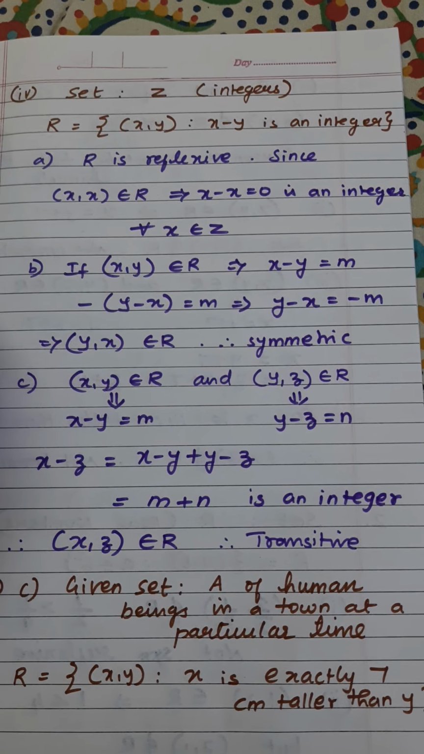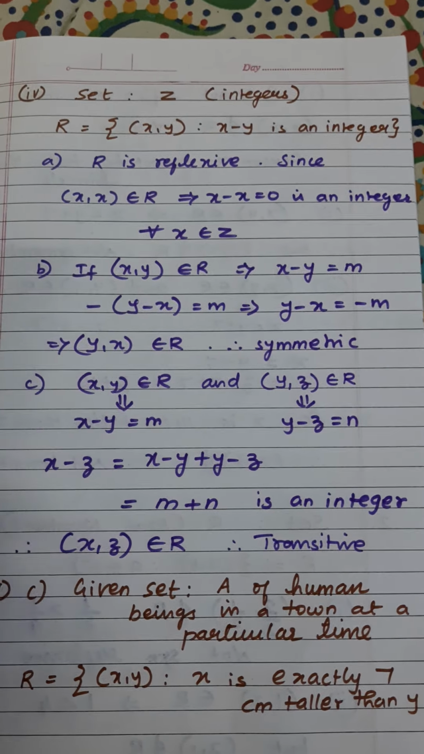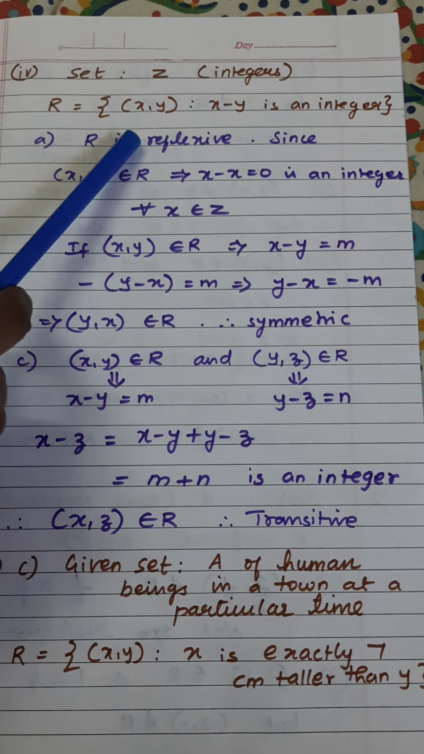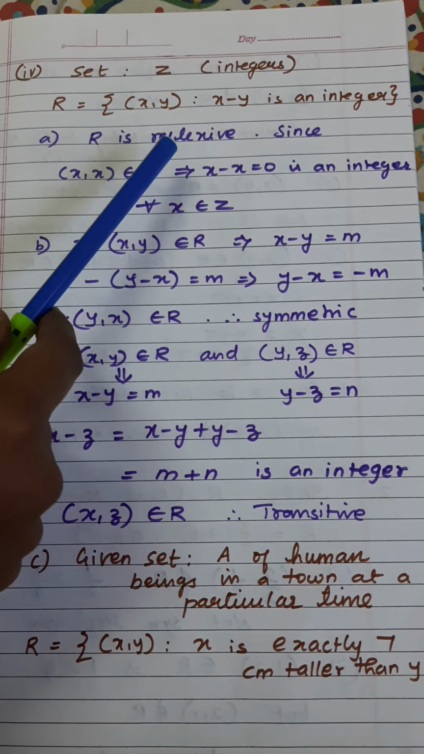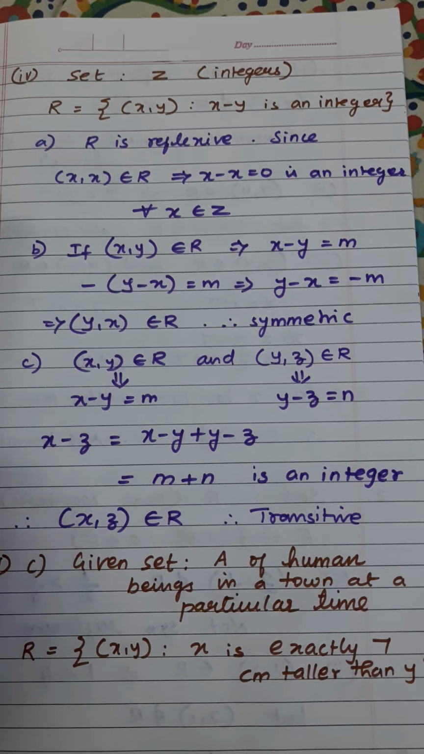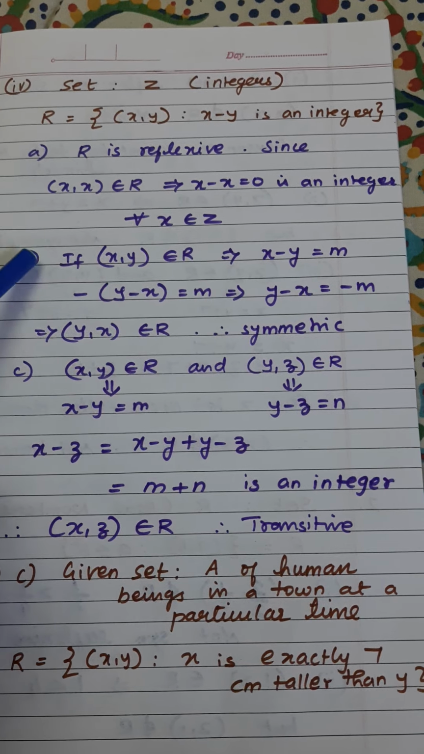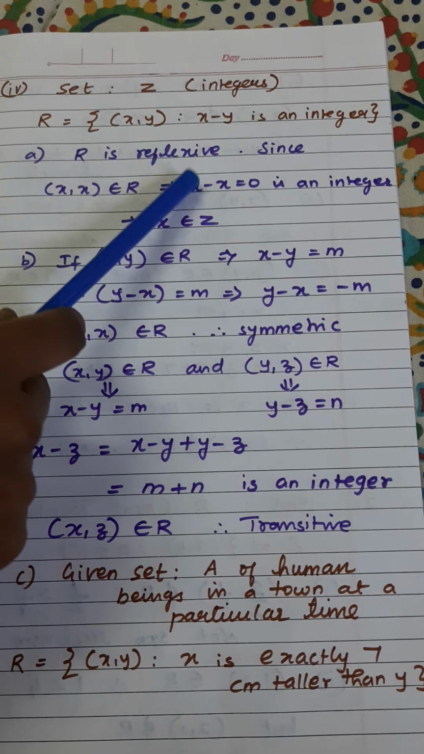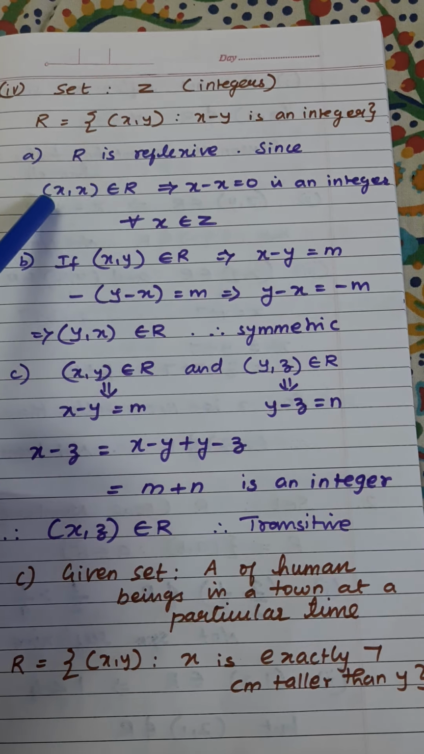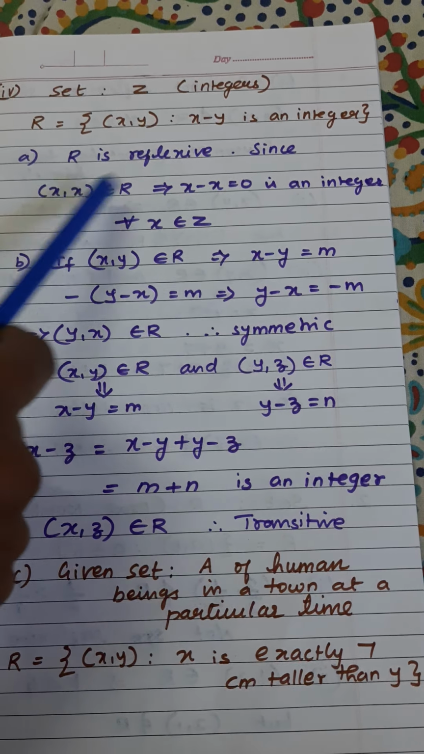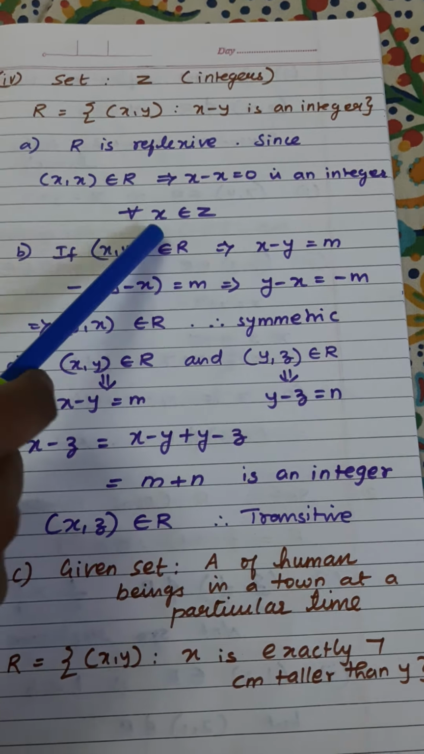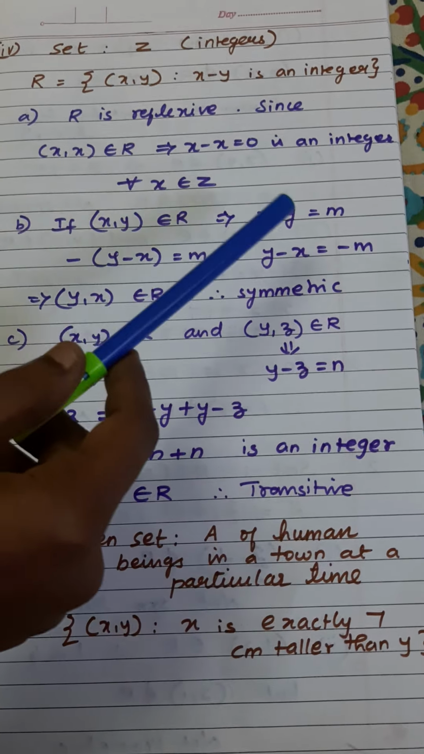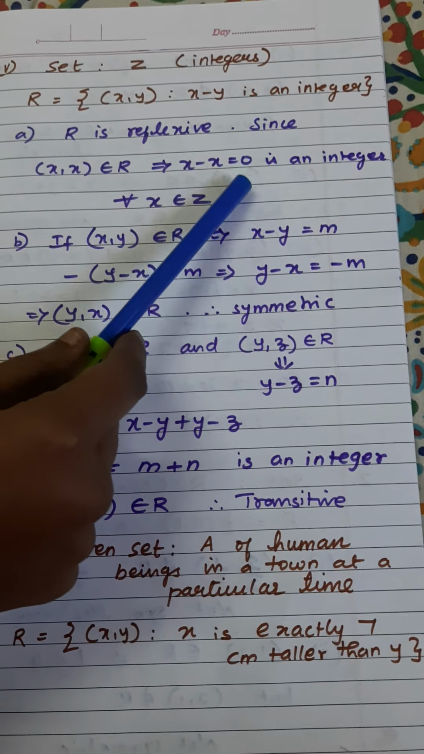Fourth subdivision: the given set is Z, the integers, and the given relation is (x, y) such that x minus y is an integer. We cannot write the elements of R because it is infinite. Now we are going to check whether it is reflexive, symmetric and transitive. R is reflexive: if you take any number, (x, x) belongs to R, because x minus x equal to 0 is an integer. So for all x belongs to Z, the difference of the same number will be 0.